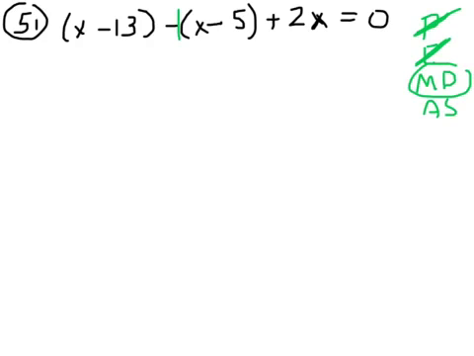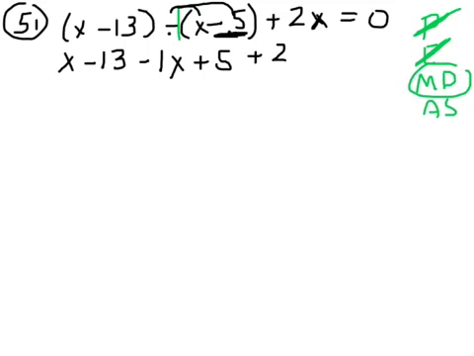I'm going to copy down things that aren't changing. I'm going to put x minus 13. That really didn't need a parentheses. But now I've got a negative 1 in front of the x minus 5. Negative 1 times x is a negative 1x. I'm going to go ahead and write the 1 with it just this time just to emphasize it. And a negative 1 times a negative 5, remember I can think of this as plus negative 5, so I can look at it as a negative 5. Negative 1 times negative 5 is a positive 5. And then I got a plus 2x equals 0.